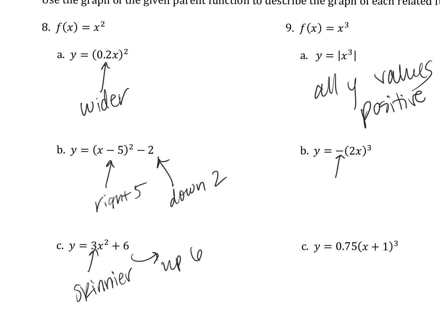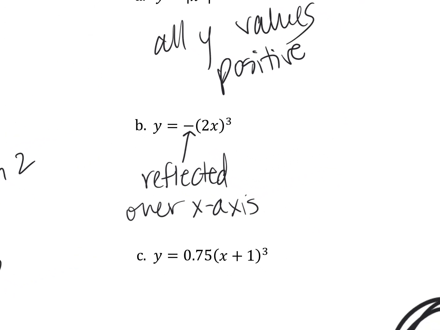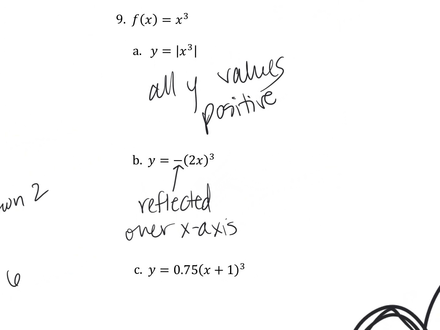So I would just put a little arrow, reflected over the x-axis. Don't just say reflected. Don't just say flipped. We got to say over that x-axis. And then the 2, it's going to make it skinnier.